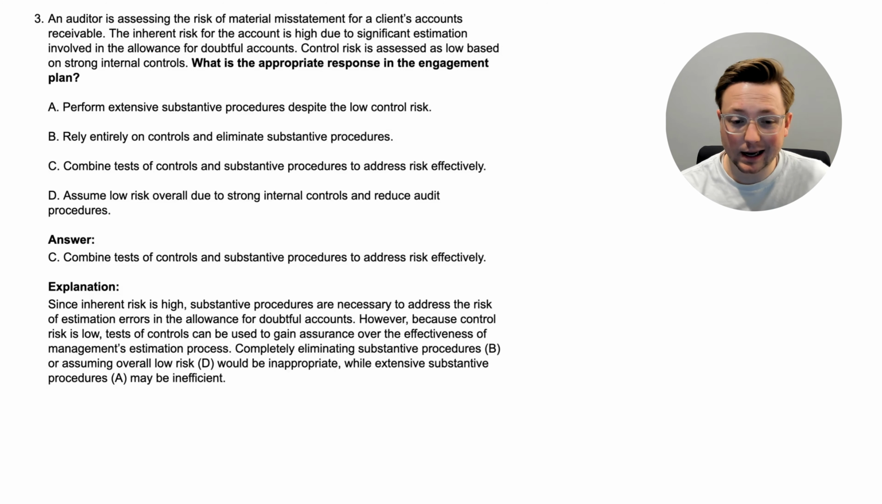However, if control risk was high, then you wouldn't trust the testing of the controls as much. But because it's low, you might not have to do extensive testing. You might not have to do extensive substantive procedures. That would probably be inefficient. So again, that's why you want to combine the tests of controls and the substantive procedures. And that's something you would plan in your engagement plan, your audit plan. Now with that, let's go to the next question.